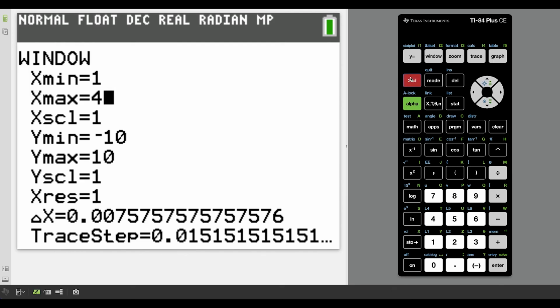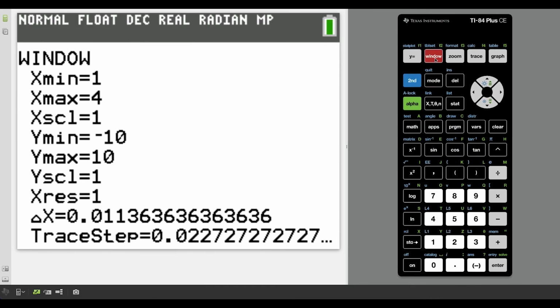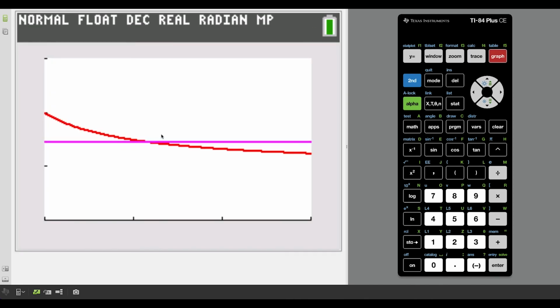And think about what we had before. The actual average was 1.462. So that means our y minimum could be somewhere at around 0, and our y maximum could go to 3, because if the average is 1 point something, we only need to look between 0 and 3 to get a clear picture. So there's the intersection point.